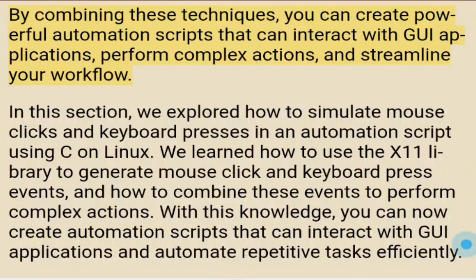By combining these techniques, you can create powerful automation scripts that can interact with GUI applications, perform complex actions, and streamline your workflow. In this section, we explored how to simulate mouse clicks and keyboard presses in an automation script using C on Linux. We learned how to use the X11 library to generate mouse click and keyboard press events, and how to combine these events to perform complex actions. With this knowledge, you can now create automation scripts that can interact with GUI applications and automate repetitive tasks efficiently.